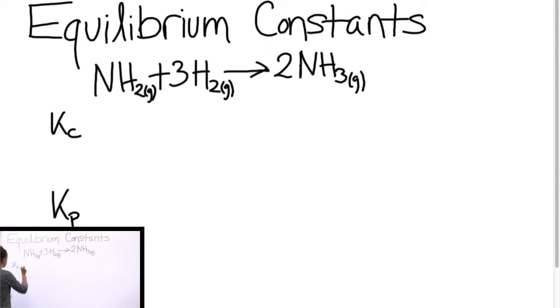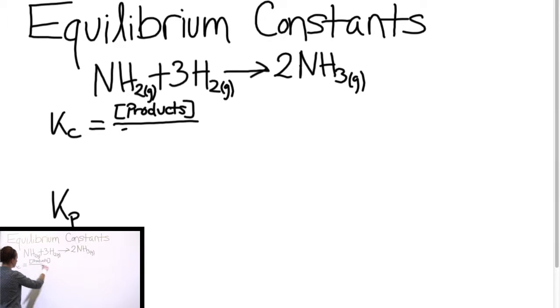Okay, so the equation for K sub C is the concentration of your products raised each to their own individual coefficient over the concentration of your reactants, each raised to their coefficients as well.